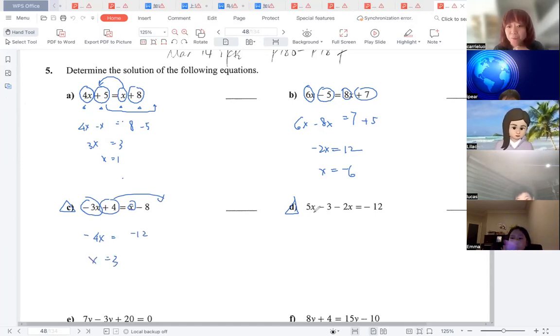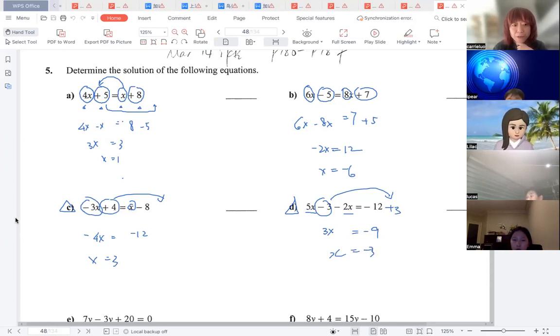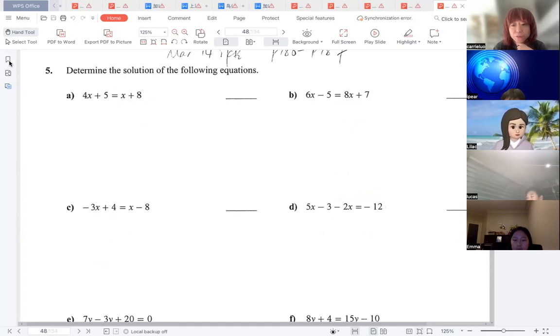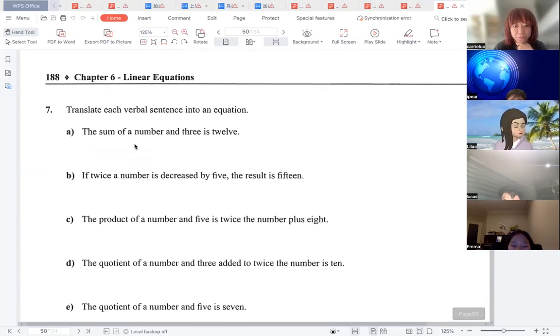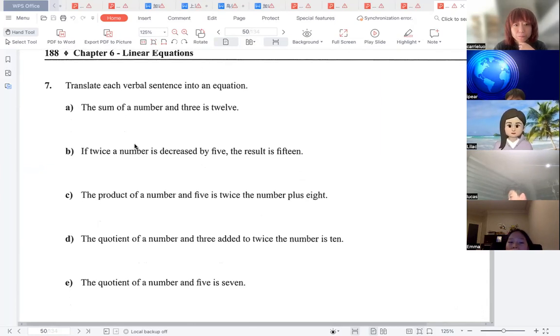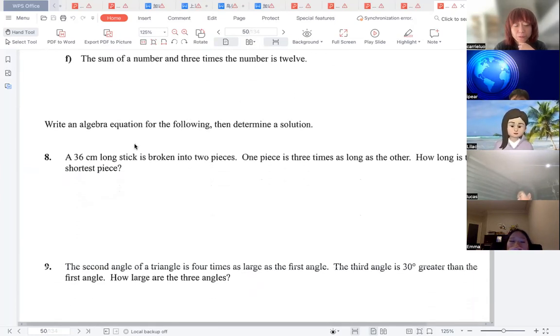Okay, next one. 5x minus 2x equals 3x. Negative 3 over there will be negative 9, because negative 3 moves over as positive 3. So x equals negative 3. Okay, positive 3 and negative 3. All you need to do is just circle them and transfer them into the other side. That's super duper easy. Okay, so this one we're not going to do anymore.